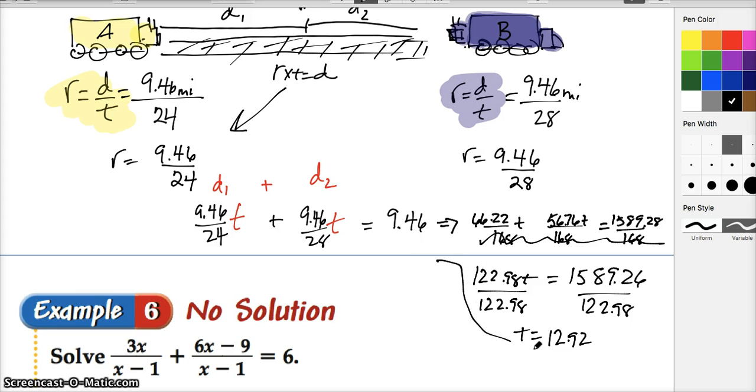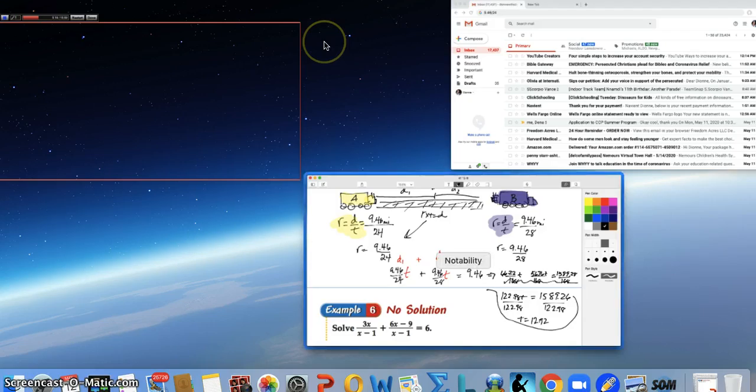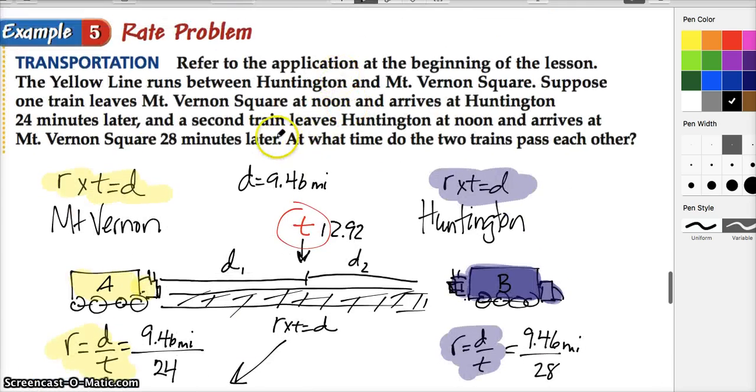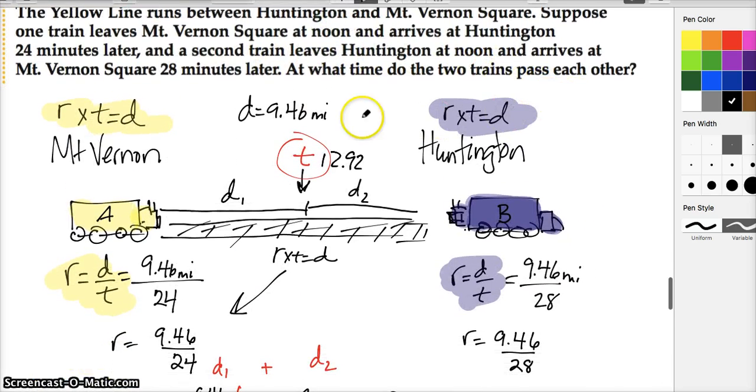What does that refer to, though? That's how many minutes it took for them to reach. That's our critical t value here, 12.92 minutes. And so with that, at what time do the two trains pass each other?